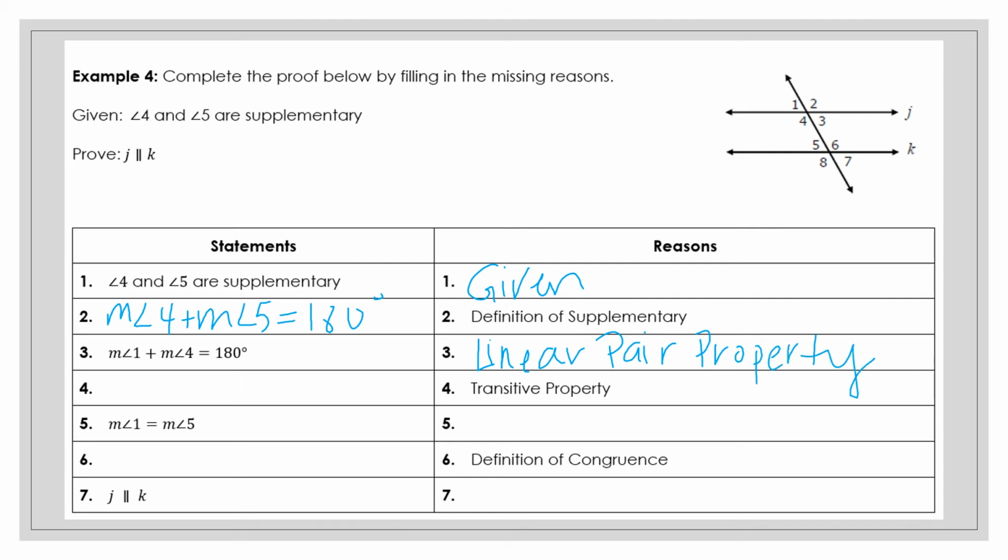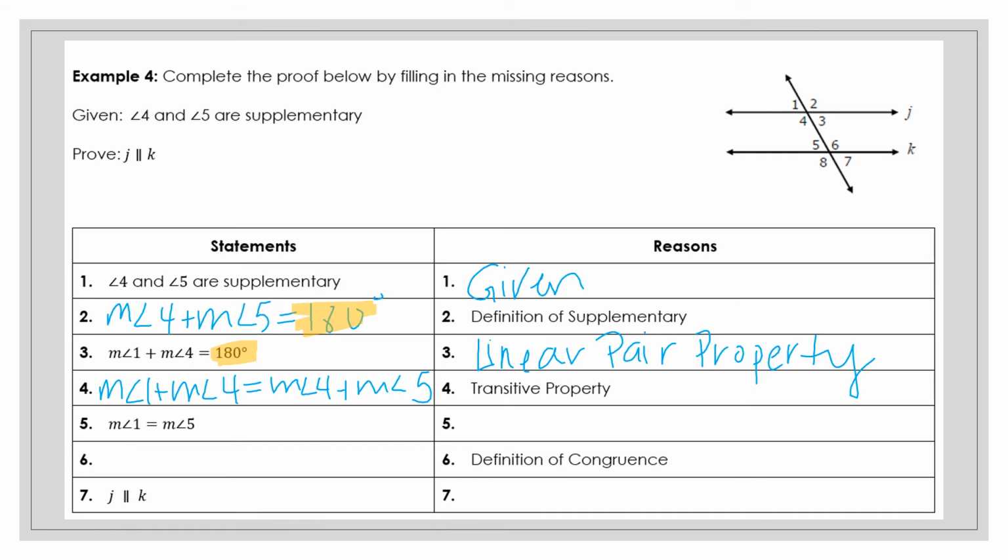Okay. What I do notice, though, is I've created two statements, both equal to 180. So if they both equal 180, they must equal each other. So now I know that the measure of angle 1 plus the measure of angle 4 equals the measure of angle 4 plus the measure of angle 5, and that's the transitive property. If they equal the same thing, they must equal each other. And I could have written it the opposite way, but it doesn't matter. In the end, we can get it to be in the exact same order.